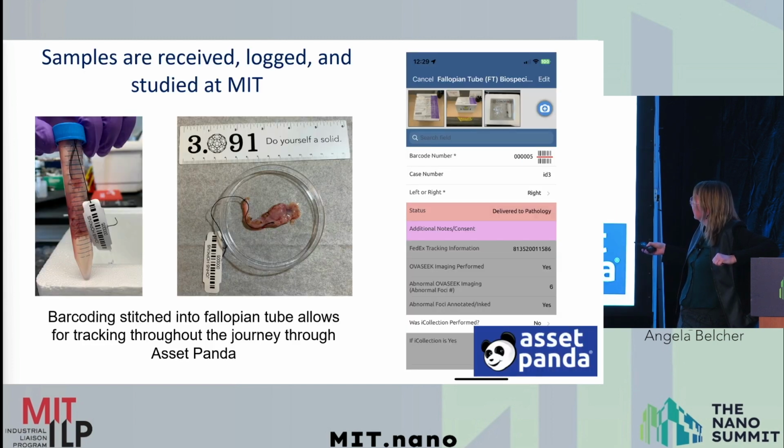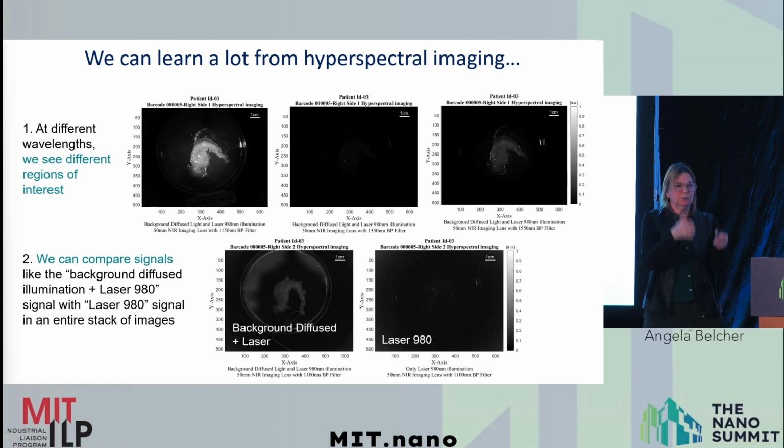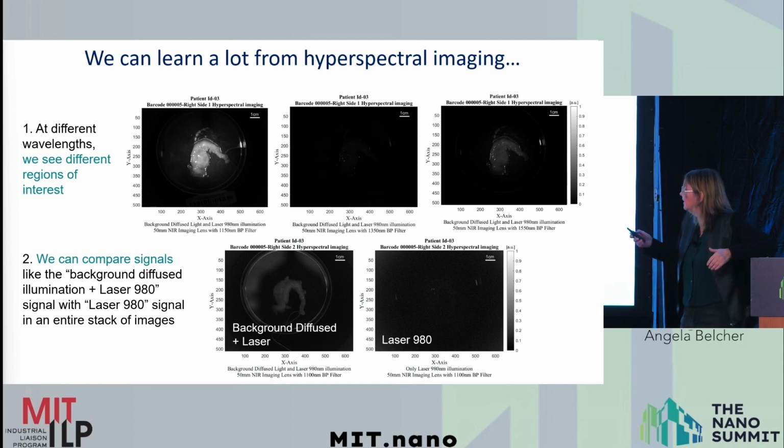Here's what a fallopian tube looks like. It just came out of a patient. It comes to us. We track it with Asset Panda. We start imaging. And when I would go to these meetings, radiologists would say fallopian tubes are invisible. You can't see them by contrast-enhanced CT. You can't see them by ultrasound. They're invisible. And I'm an engineer, so I'm like, okay, they're not invisible, right? You have to be able to find them. And when you find the right wavelength of excitation and the right wavelength of emission, they're not invisible. So we hyperspectral scan them. We find these wavelengths that work, and so now we can follow them.